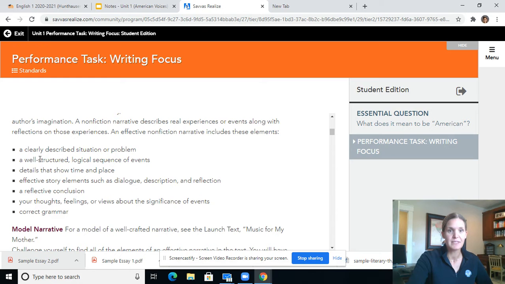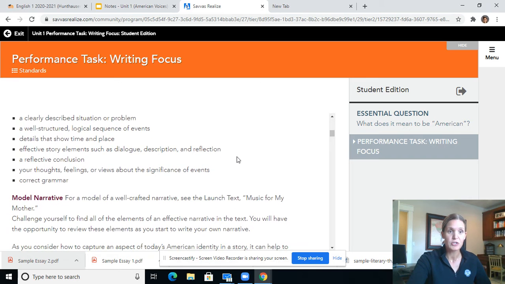Here are some of the elements that a really effective nonfiction narrative includes. You should have a clearly described situation. You should have a well-structured sequence of events. Your details should show time and place, or setting. You should include dialogue, description, reflection. Your conclusion should be reflective, where you come back to the question of how does your generation define what it means to be an American? You should include your thoughts and feelings or significance about the event, and of course, you always should have correct grammar. So in this narrative that you're writing, you're going to use first person. You're going to be able to say I.